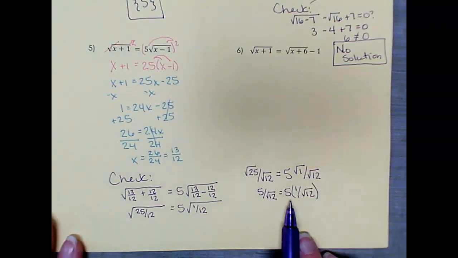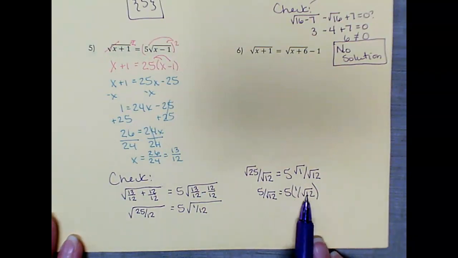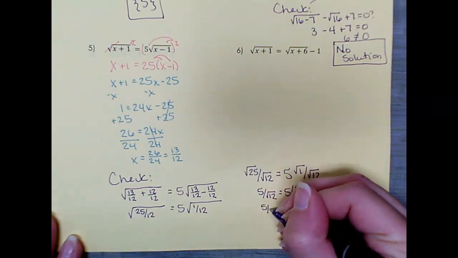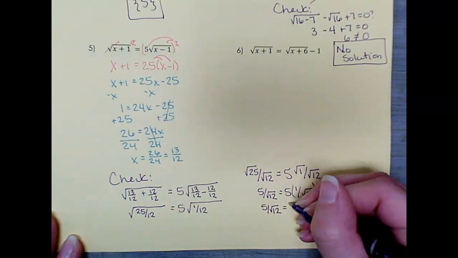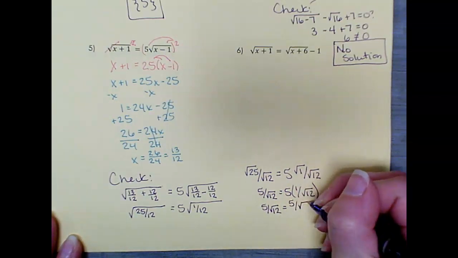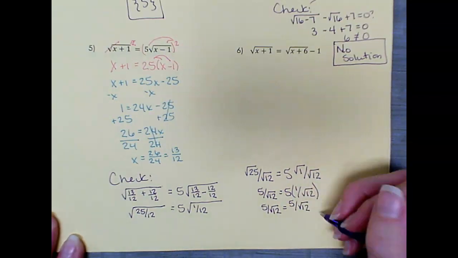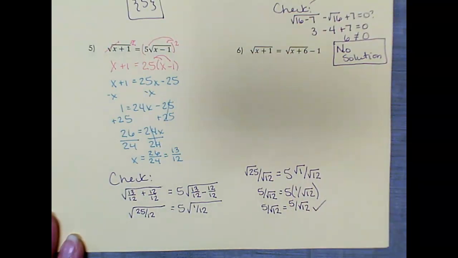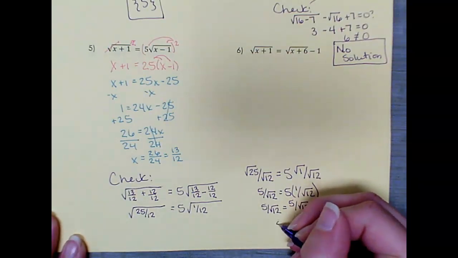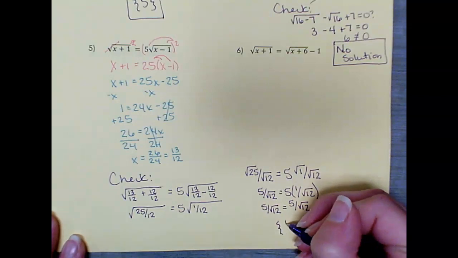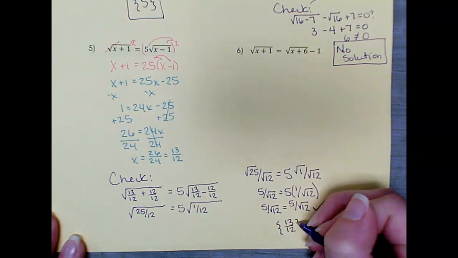And I just did that so it didn't look like 5 to the power of 1. But 5 times the square root of 1 over the square root of 12, 5 times 1 is 5. So I end up with this. And no matter what it looks like, it is the same on both sides. So that works. And that means that my answer is the fraction 13/12.